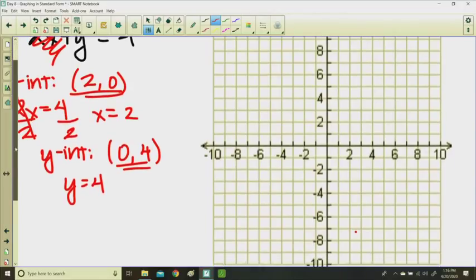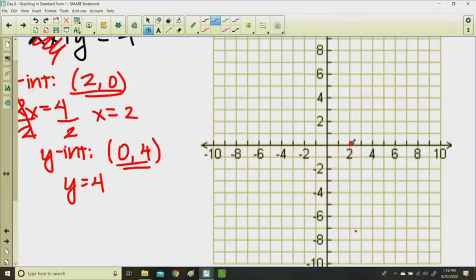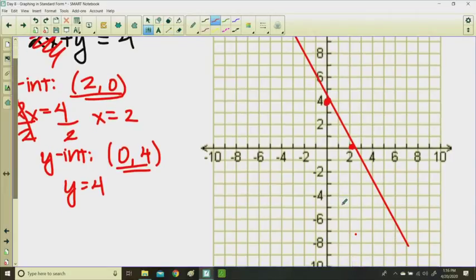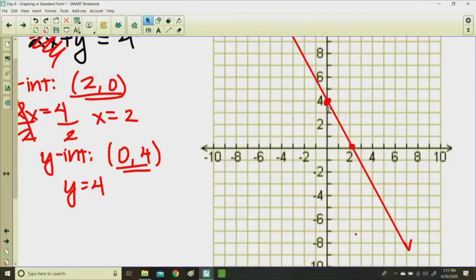And again, go ahead and graph these. So hopefully you're okay with how to graph. So (2, 0) and (0, 4), right here. And again, now that I have them, just go ahead and draw the line between them. There you go. Boom. And boom. Right? Easy. There you go. That's better. Perfect. Not too bad.